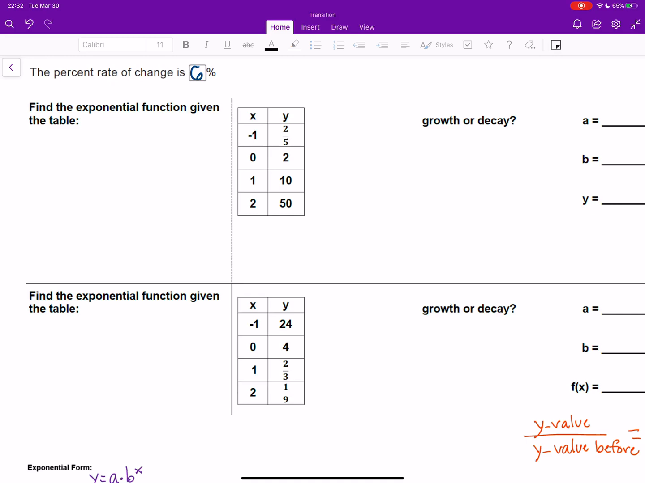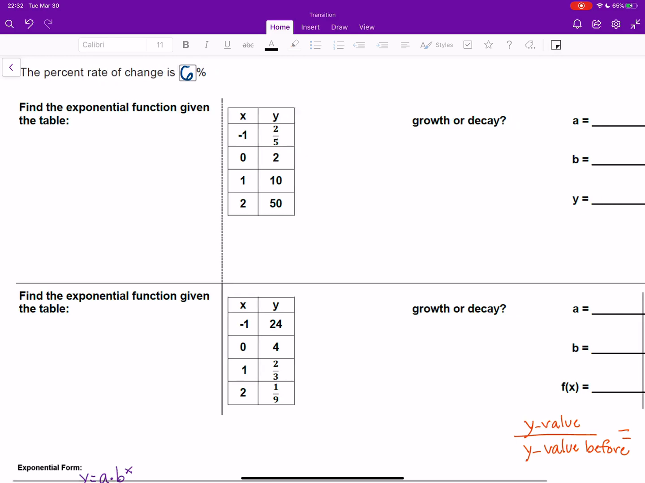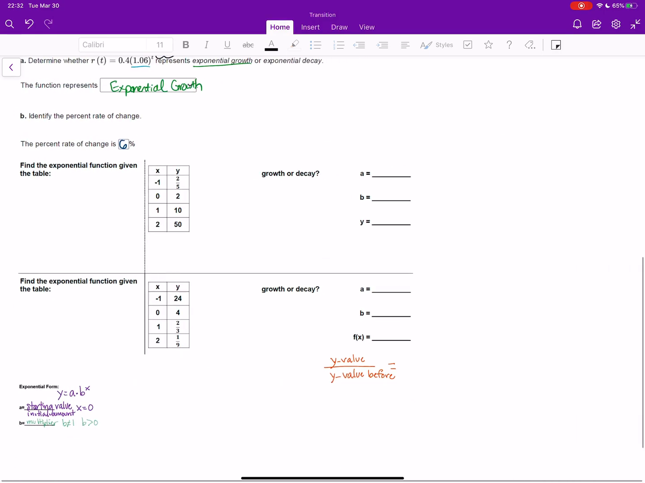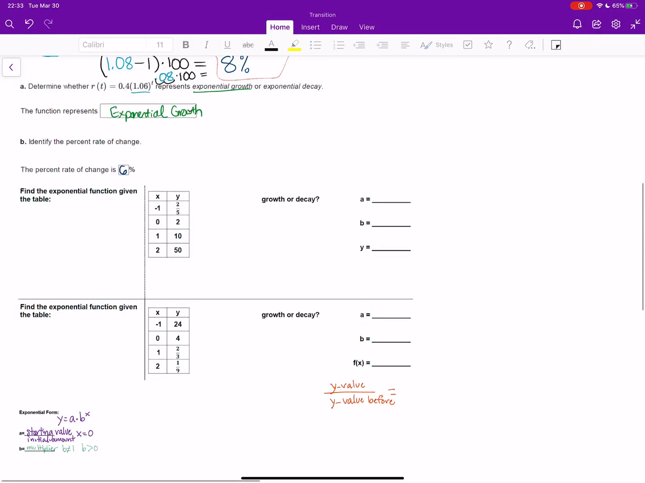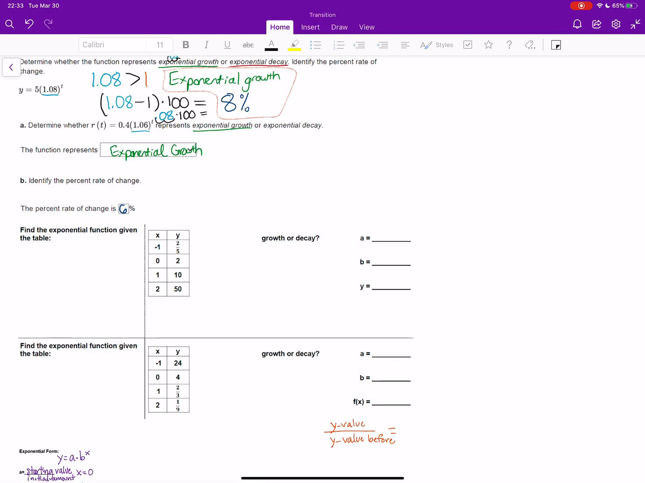Next is to be able to find the exponential function given the table. So we have to figure out what the a value is and what the b value is, right? One little hint that I have done here at the bottom is to take the y value and divide it by the y value before it. And you'll kind of notice on this review, I'm not going to talk about finding from a graph. That's something else that we'll tackle in maybe another video.